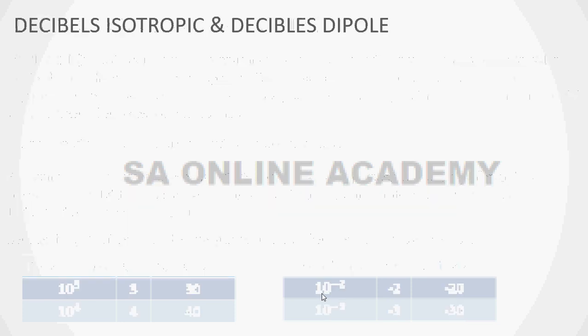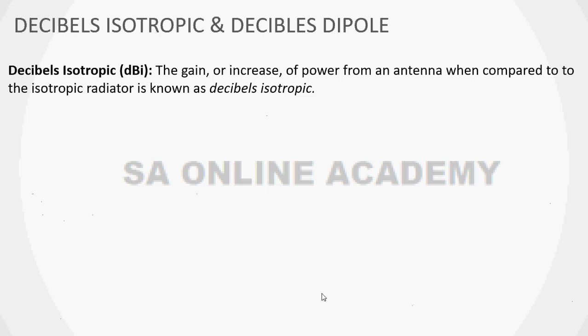Okay, so going ahead, there are two other units of comparison or relativity. One is decibels isotropic and the other is decibels dipole. When I say decibels isotropic or decibels dipole, with the word isotropic, I think you got some idea with the isotropic radiator, which we discussed in the last video. So exactly, decibel iso, dBi, decibels isotropic, is the gain or increase of power from an antenna when compared to an isotropic radiator.